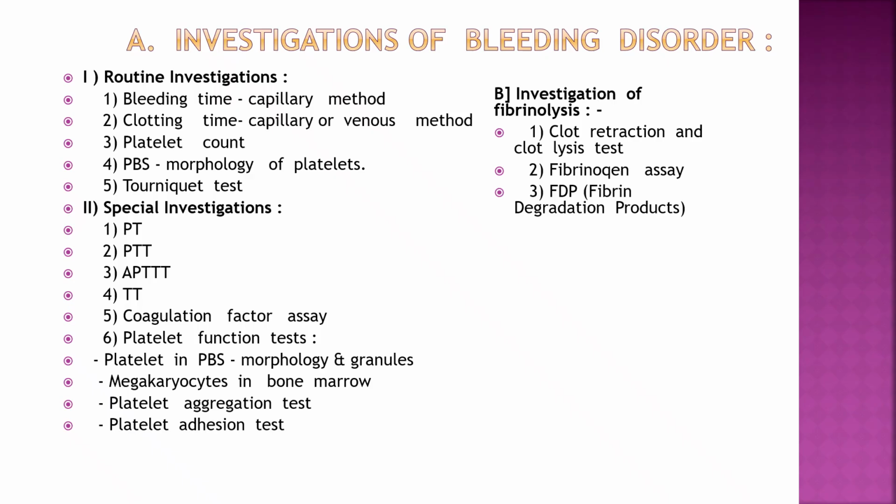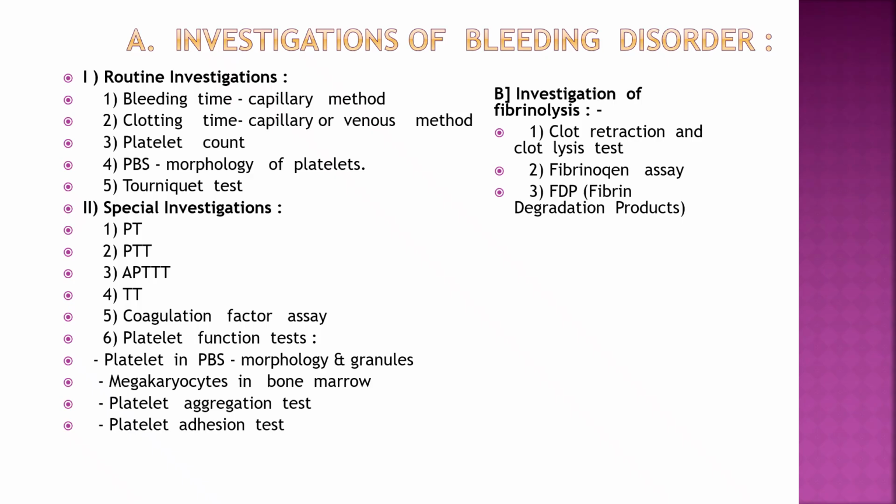So you can see morphology of platelets in peripheral blood smear. Then megakaryocytes can be seen in bone marrow aspiration or biopsy, and then platelet aggregation test, platelet adhesion test. So these are all special investigations for the investigation of bleeding disorders. And there can be investigation of fibrinolysis.